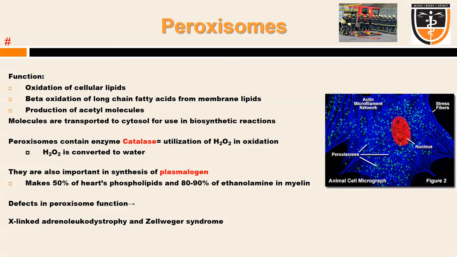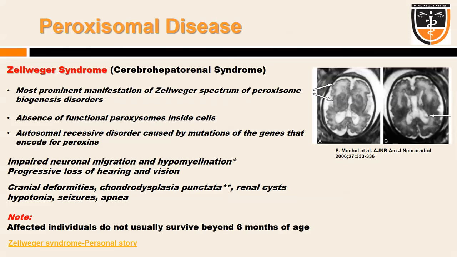And defect in peroxisome function will lead to X-linked adrenoleukodystrophy and Zellweger syndrome. So Dr. D is going to talk about Zellweger syndrome. Why? Because of the actress, okay? And why is this? This is, again, a very rare condition, however common on boards. It's characterized by abnormal production of peroxisomes. So these individuals will develop something called cerebrohepatorenal syndrome.